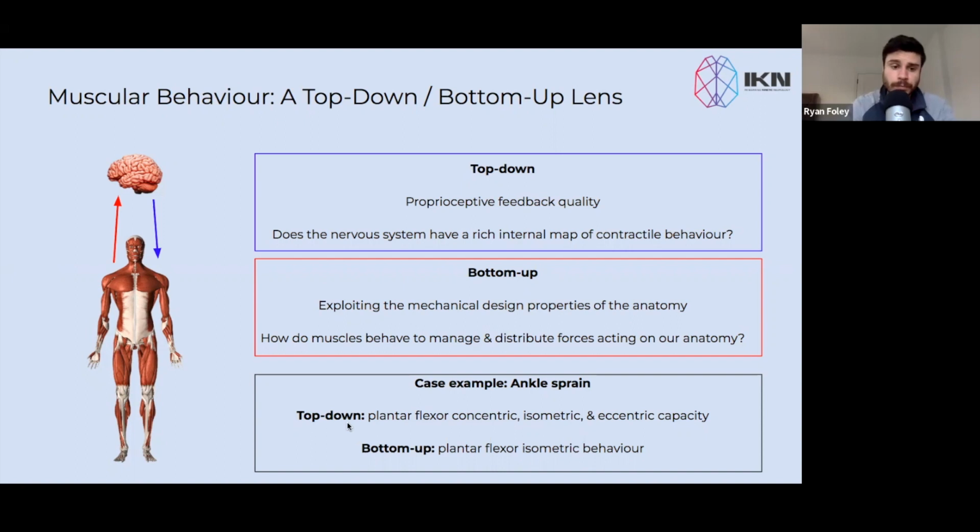So again, a very simple distinction here between how muscles might behave when we look at them through a top-down and bottom-up lens. But hopefully from that you can see how it's an important distinction to make when we're working with clients experiencing pain and movement limitations.